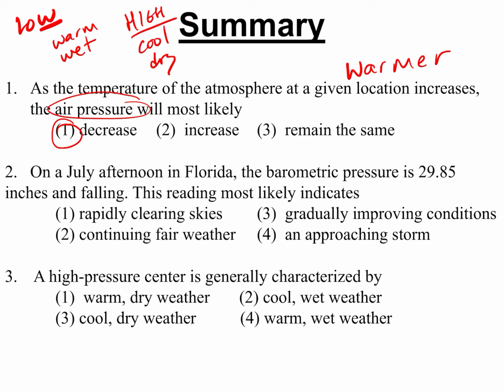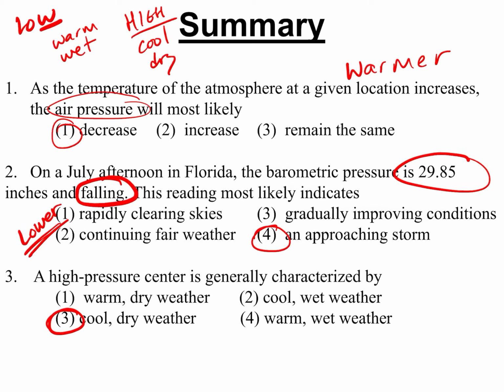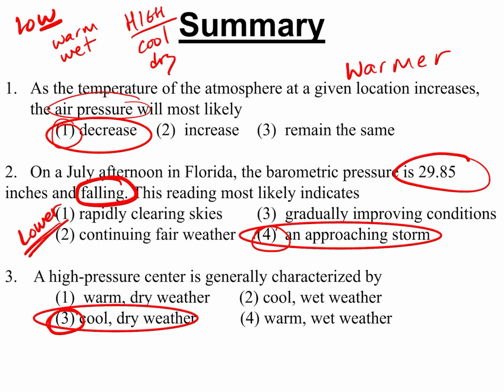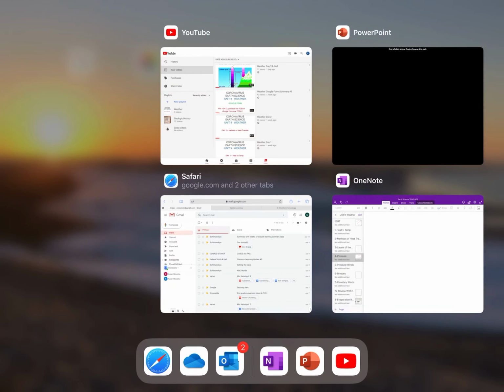So on a July afternoon in Florida, the barometric pressure is 29.85 inches and falling. This reading indicates, all right, if it's falling, that means that it is getting lower. If low pressure is coming, that means that bad weather is coming. Okay? Common questions that you can see. Number 3, a high pressure center is generally characterized by, all right, high pressure, we already said, cool and dry. All right? Pretty simple stuff.